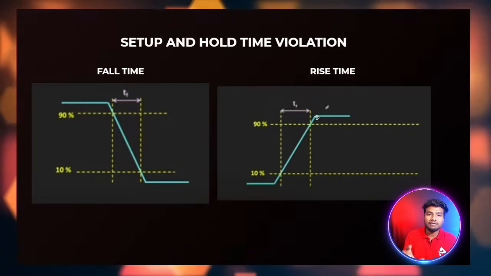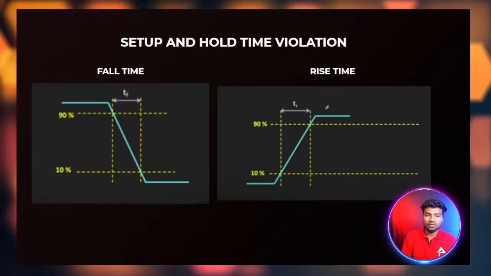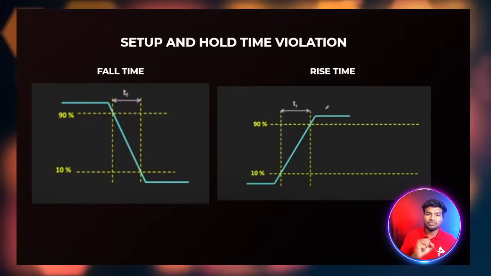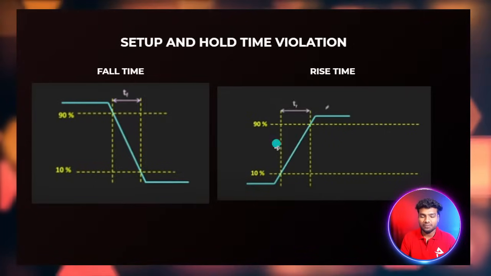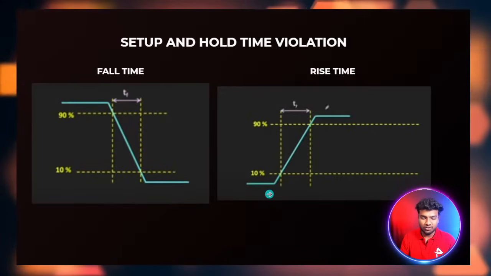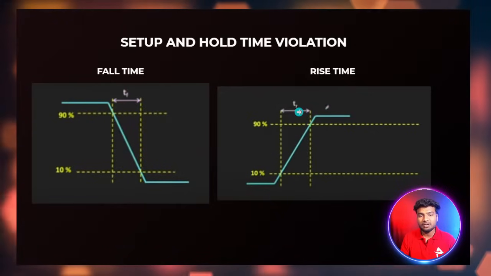Every clock won't change sharply from 0 to 1. It will change gradually from 0 to 1. This is what the graph looks like. It will be 0 here, 1 here, and it takes some time to change from 0 to 1. That time is called rise time.